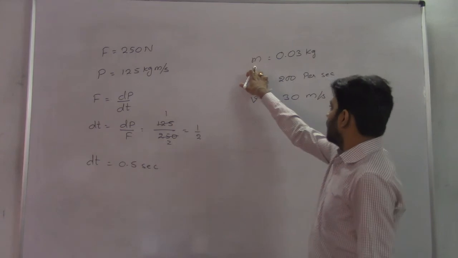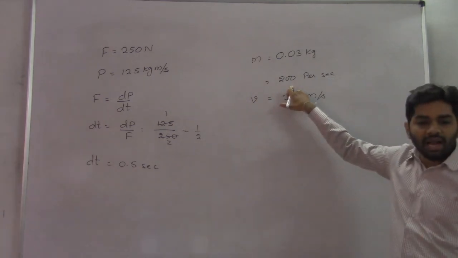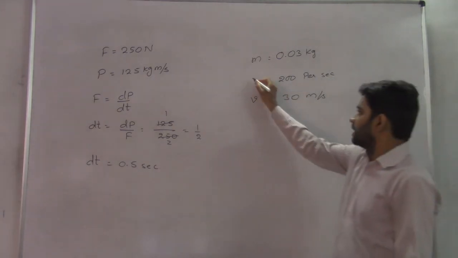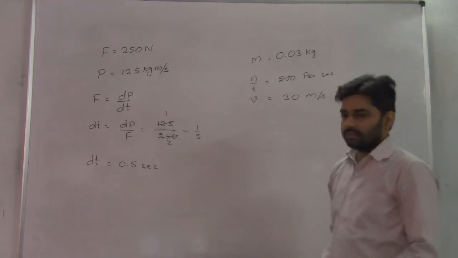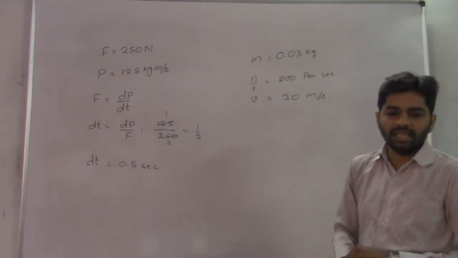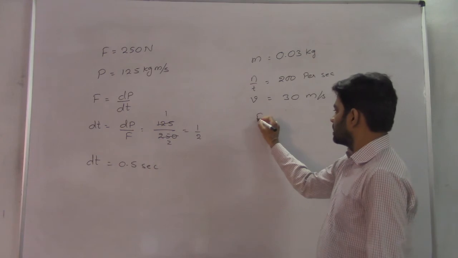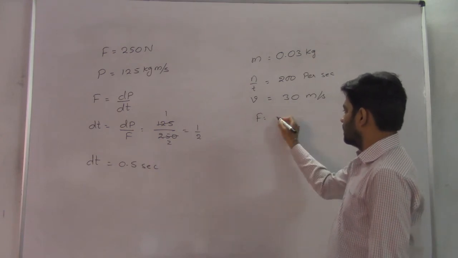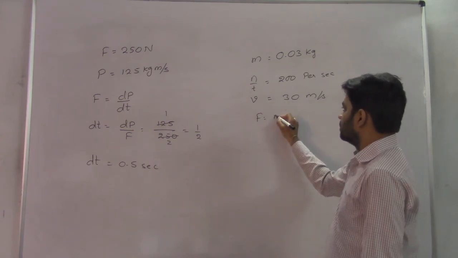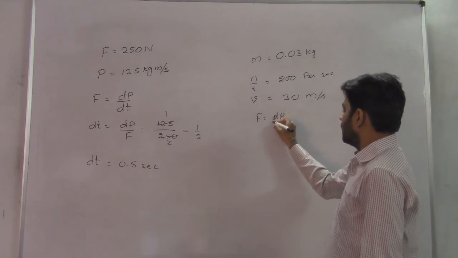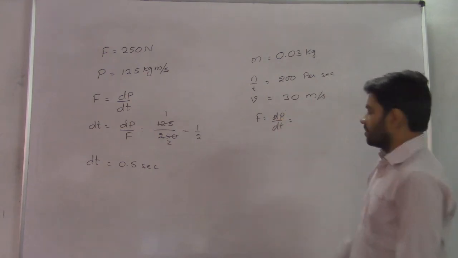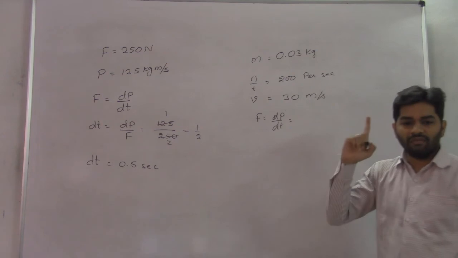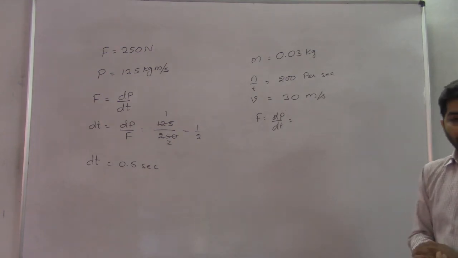So m is mass. Number of bullets per second means n by t. Force generally is dp by dt. In this case, dp is the momentum of one bullet, and n number of bullets are there.